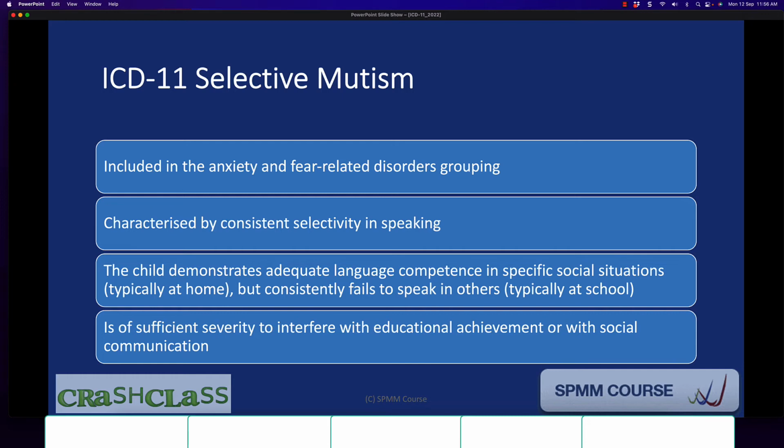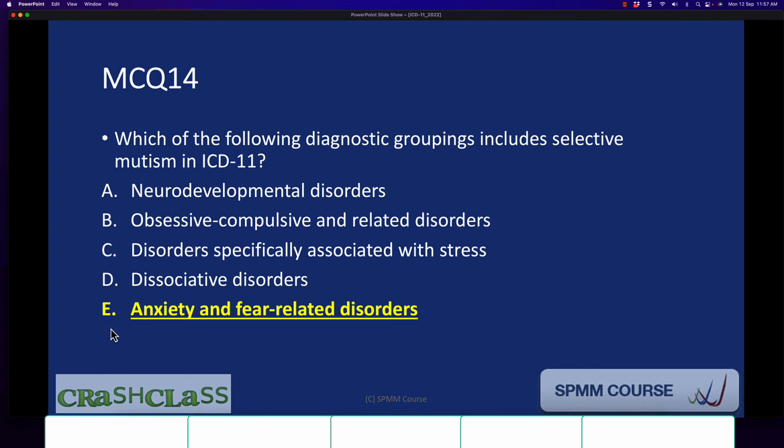Selective mutism is characterized by consistent selectivity in speaking. The child demonstrates adequate language competence in specific social situations, typically at home, but consistently fails to speak in others. And it is of sufficient severity to interfere with educational achievement or with social communication. Question number 14. The correct answer is E. Anxiety and fear related disorders includes selective mutism in ICD-11.